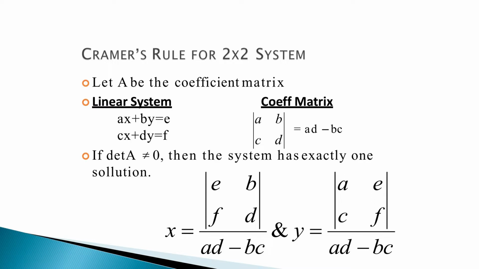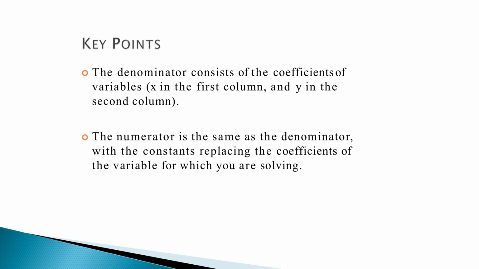where dx is equal to the determinant of e, b, f, d, and dy is the determinant of a, e, c, f. The denominator consists of the coefficients of the variables, that is, x is the first column and y is the second column, and the numerator is the same as the determinant with the constants replacing the coefficients of the variable for which we are solving.